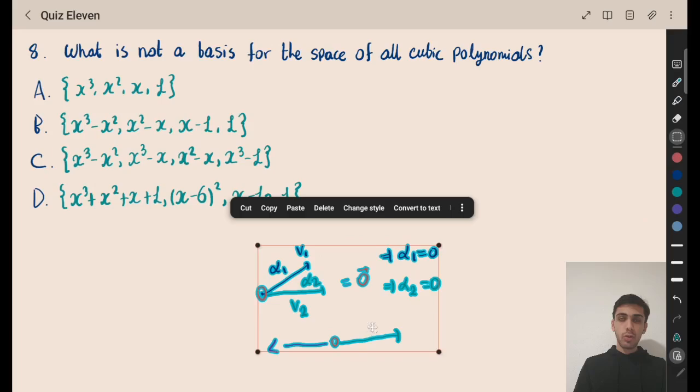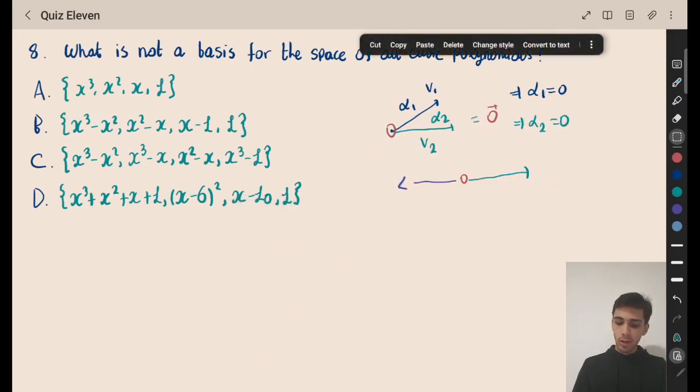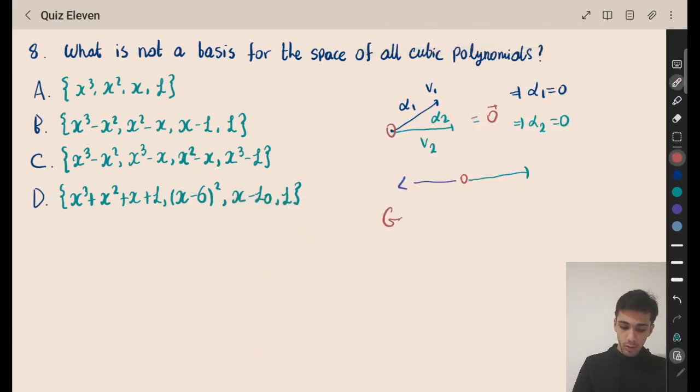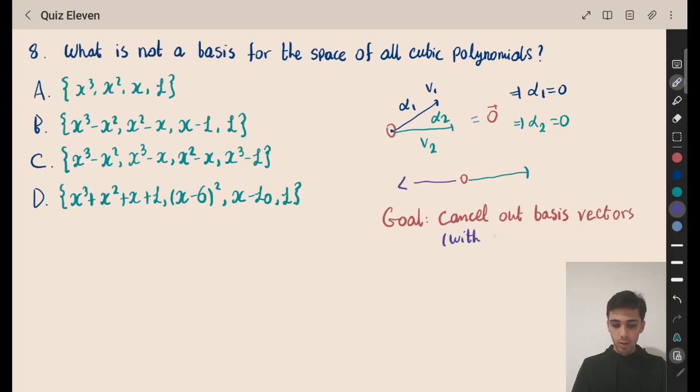And so, today, with this exercise, our goal is to do the following: to cancel out the basis vectors using some scalings, of course.